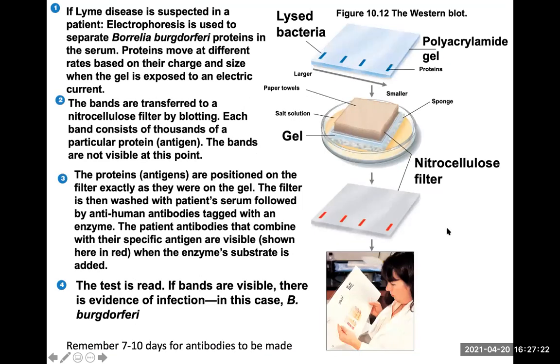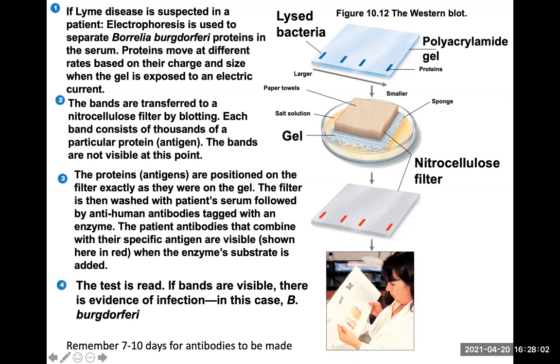So here again, overview of the process: gel electrophoresis to separate the specific antigens, blot it onto the filter paper, rinse it with the patient's serum, add the secondary antibody, add the substrate. If the patient is positive, you will see the formation of bands. If the patient is negative, then you won't see anything at all, except for your positive control, of course. Remember, whenever you're looking for antibodies in a patient, make sure you've given them 7 to 10 days post-exposure to have time to make those antibodies.